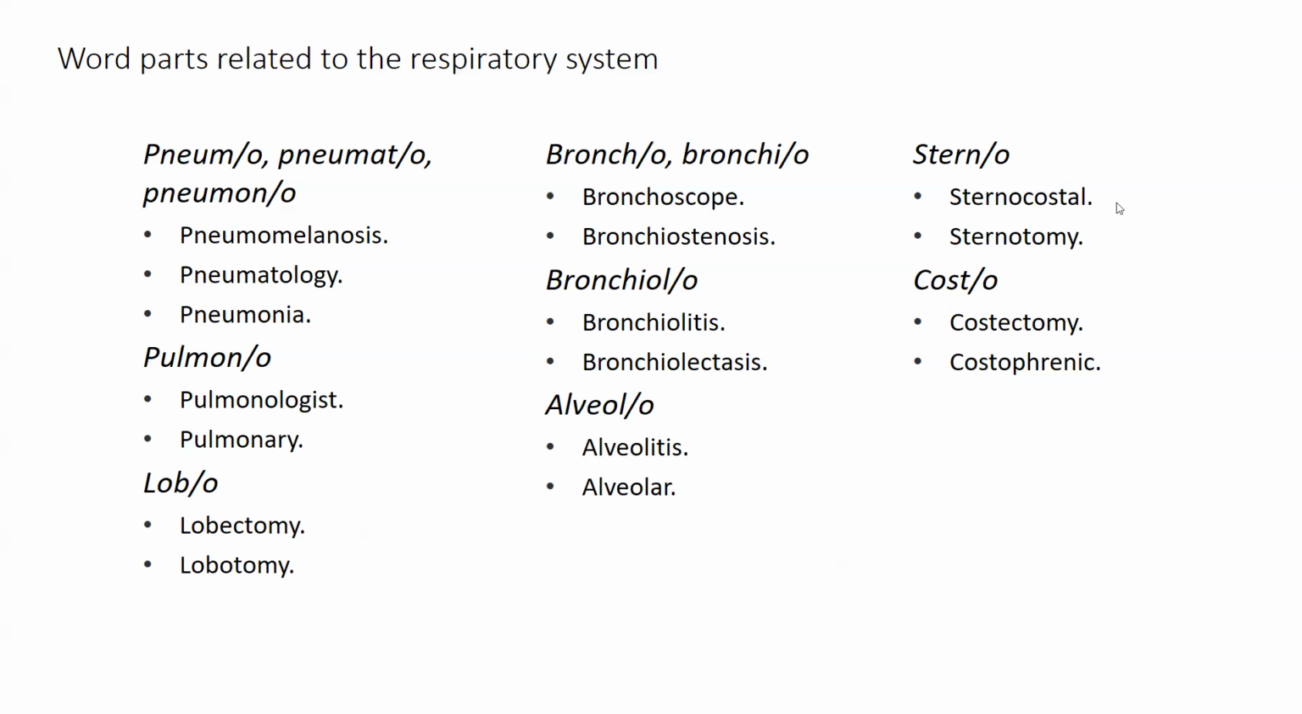Sterno refers to the main breastbone down the middle of your chest. So sternocostal refers to that sternum as well as the ribs. Sternotomy would be an incision into the sternum, oftentimes used to draw some bone marrow. Costo refers to ribs. So a costectomy would be removal of a rib. Costophrenic, in this case, phrenic is referring to the diaphragm and the ribs.